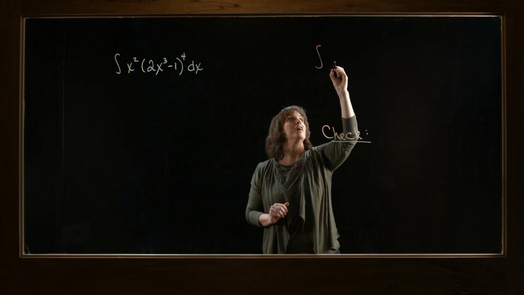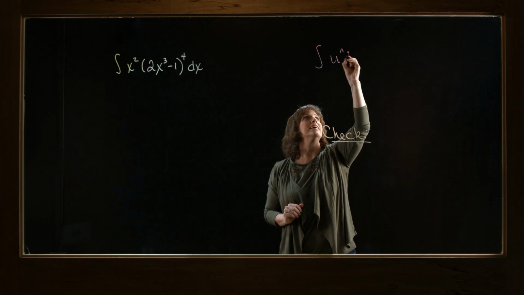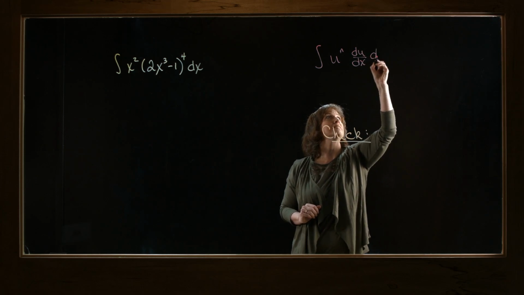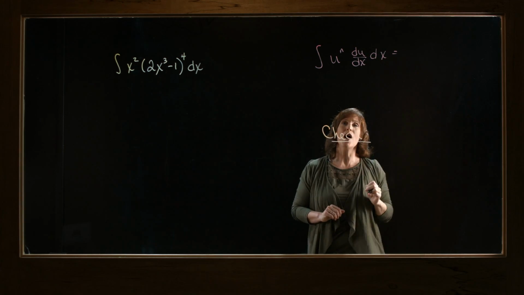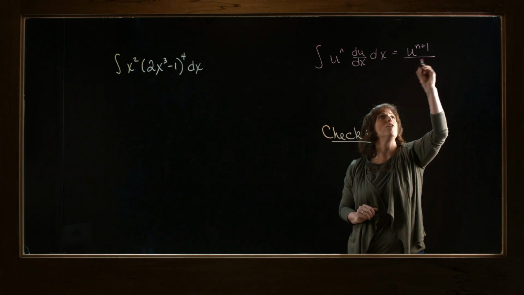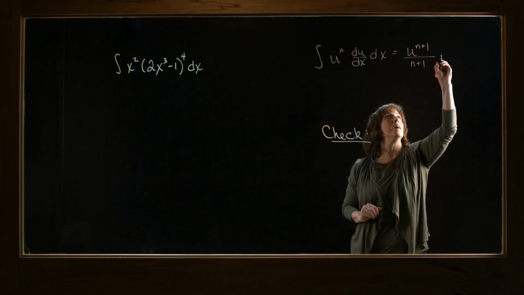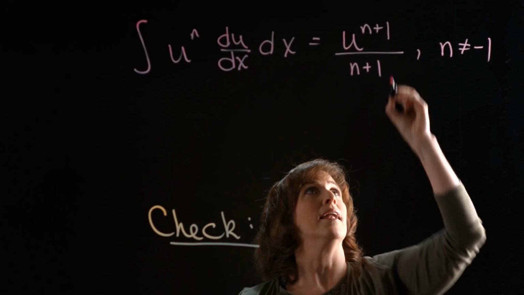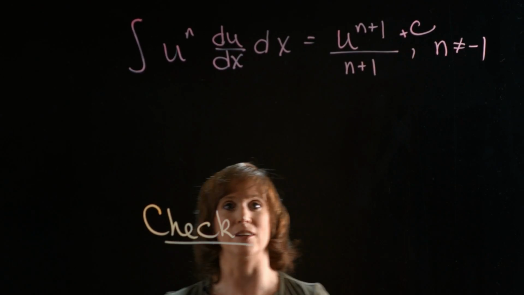If you're integrating u to the n times du dx times dx, we know that that integral is going to be u to the n plus 1 all over n plus 1, as long as n does not equal -1. And of course, don't forget that constant of integration as well.